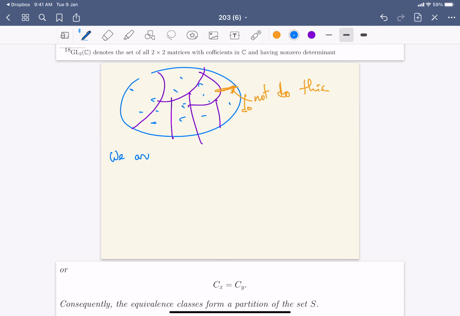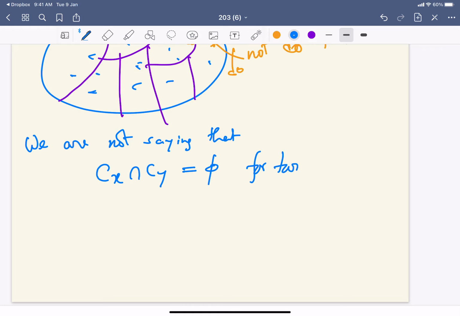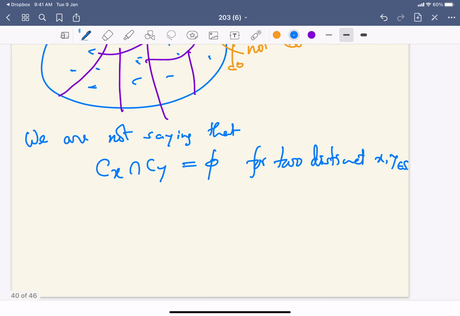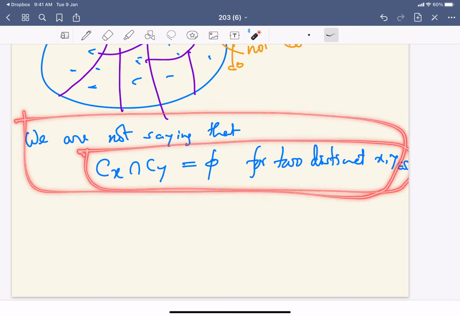We are not saying that Cx intersection Cy is equal to empty for two distinct x, y inside S. So could you come up with a quick example where you know that this statement is false? In other words, where this statement is valid.